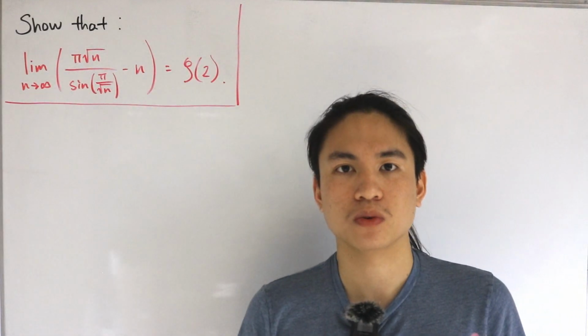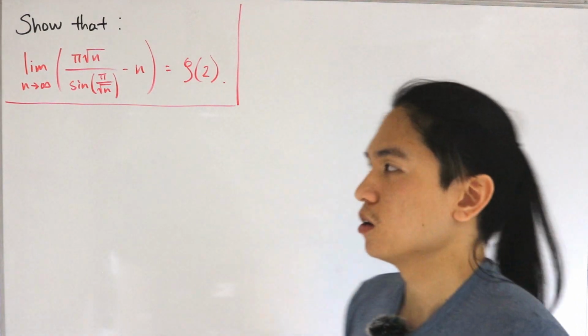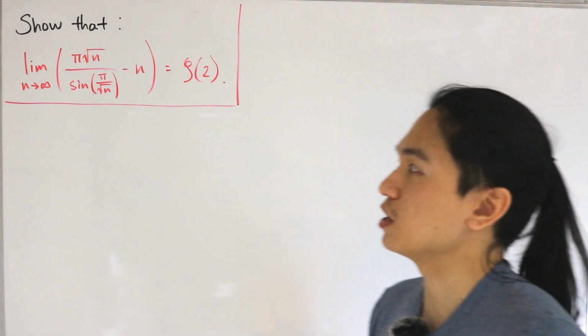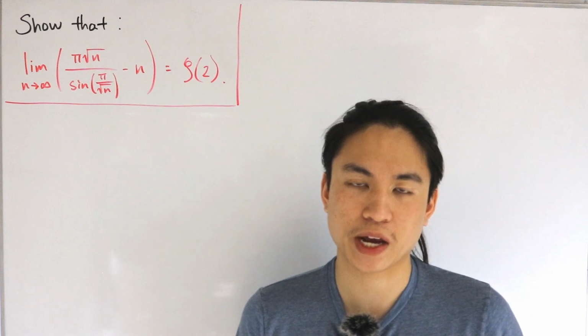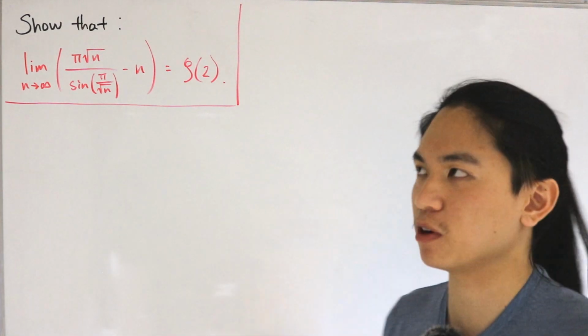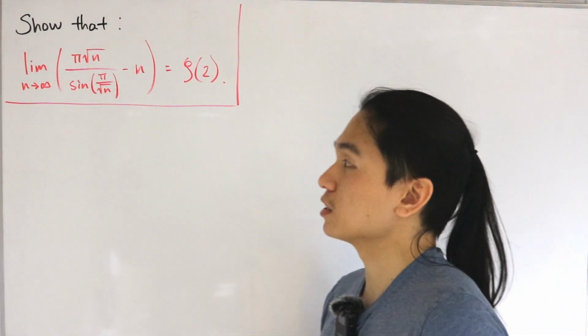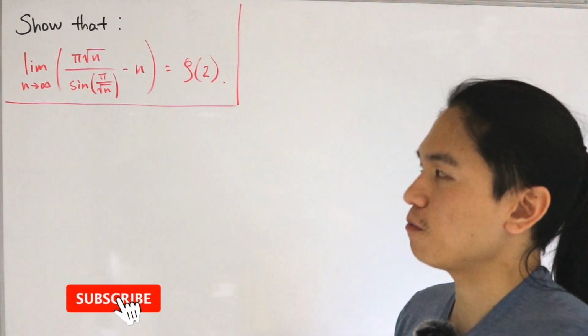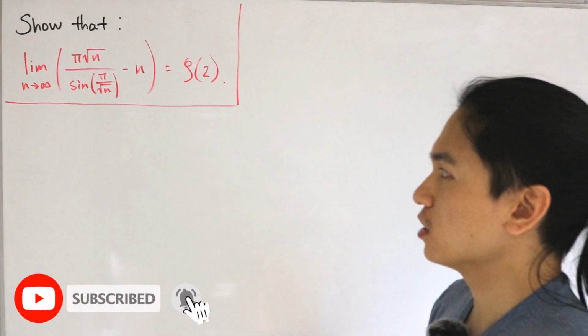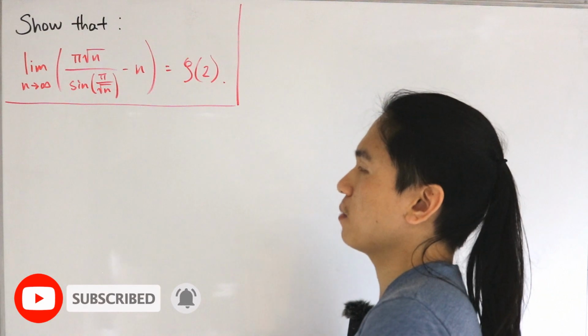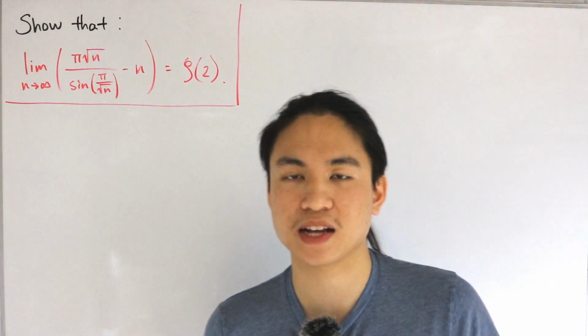Okay, so we'll go back to another video. Here we would like to show that the following limit is equal to the Riemann zeta of 2, aka Basel's problem, aka pi squared divided by 6. The limit being the limit as n approaches infinity of pi times the square root of n divided by sine of pi divided by the square root of n, and then subtract n.